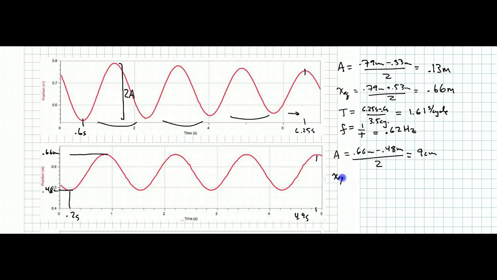The equilibrium point then, 9 centimeters above the bottom, is 57 centimeters. That's also the average position of the top and bottom. For the period, I'm going to look at this low point here and this high point here again. This low point seems to happen at 0.2 seconds, and the high point happens at 4.9 seconds, so it takes 4.7 seconds for us to go through 3.5 cycles again.